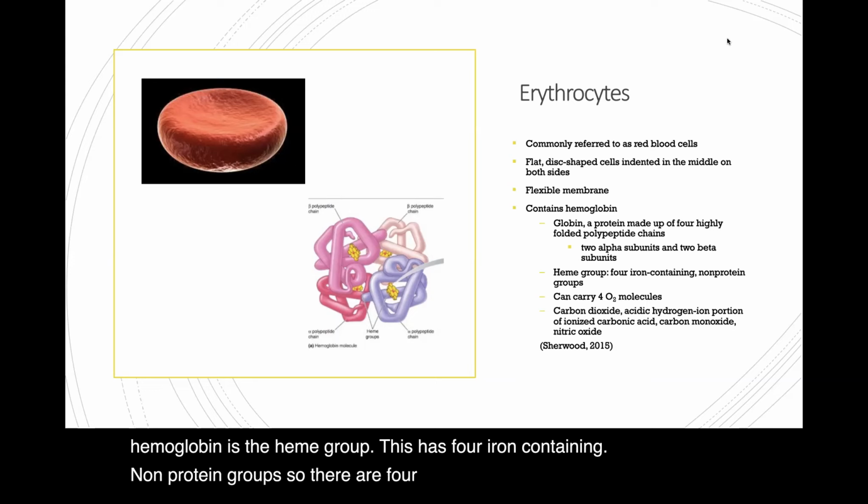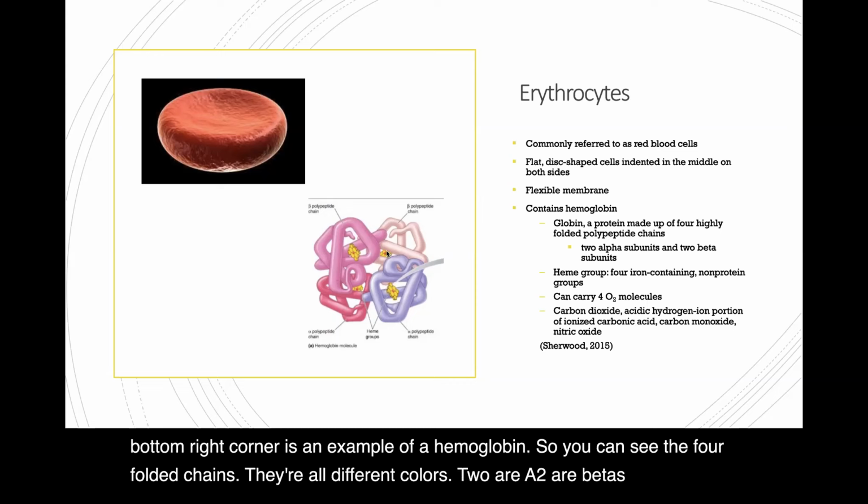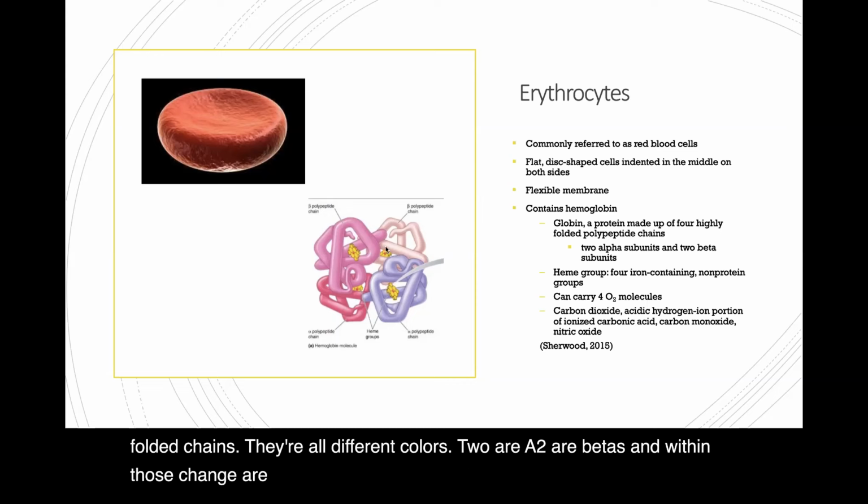So you can kind of see what images of those look like over on the left here. The top left corner is an image of an erythrocyte. The bottom right corner is an example of a hemoglobin. So you can see the 4 folded chains. They're all different colors. 2 are alpha, 2 are betas. And within those chains is that heme group.